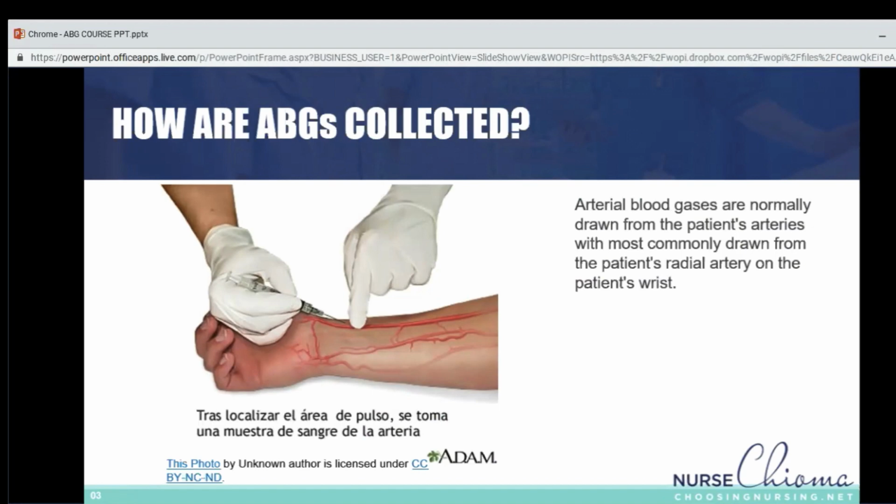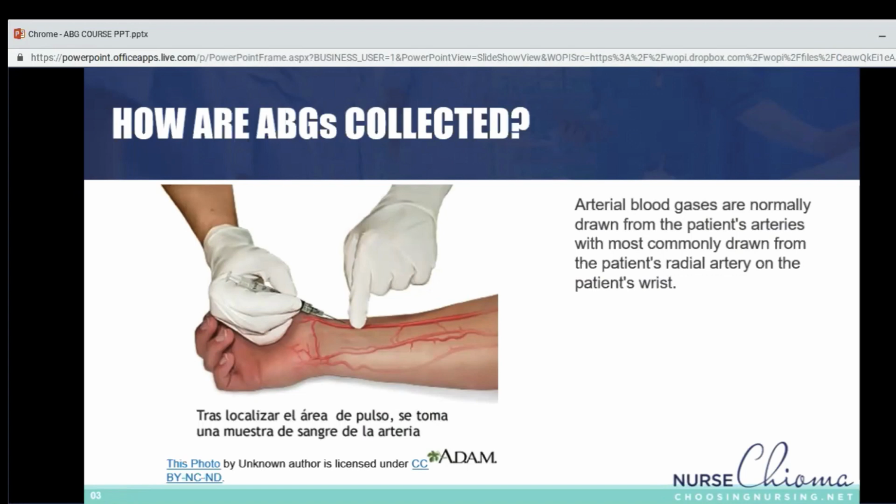So when we collect this blood sample, it will help us see that the patient's oxygenation isn't working so well, because the oxygenation is supposed to happen in the lungs. If the lungs aren't doing very well, it will be reflected in the arteries. That's why you have to know the flow of stuff, because then it will make more sense. So arterial blood gases are drawn from the patient's arteries, and the most common place we draw from is the radial artery, on the patient's wrist. This picture shows an example of this.